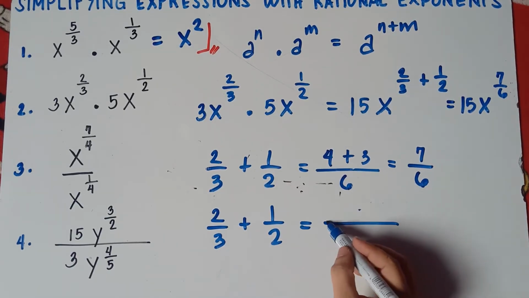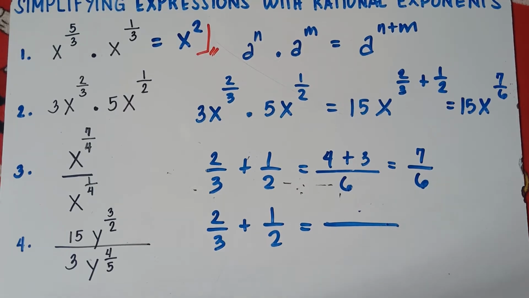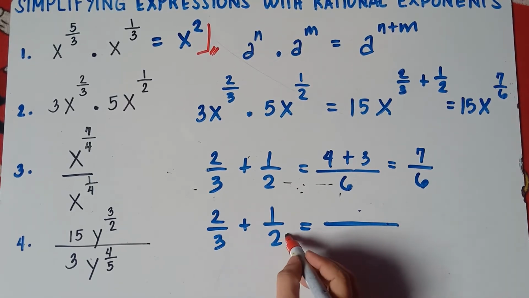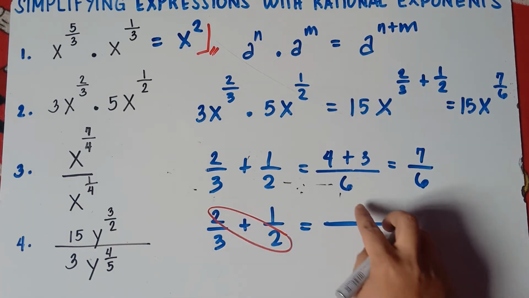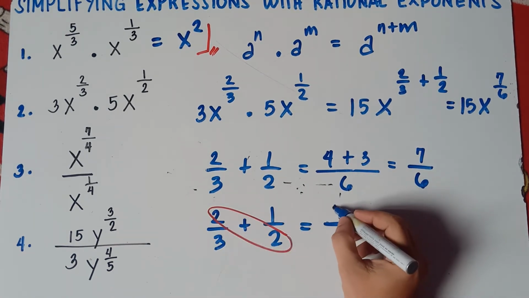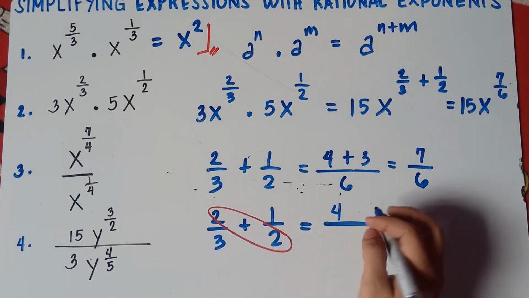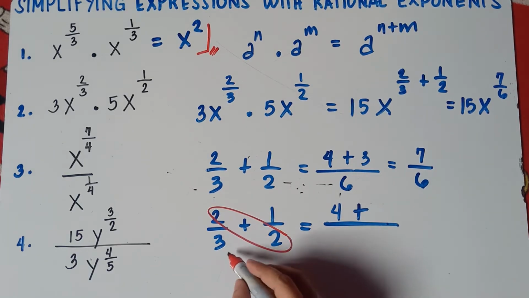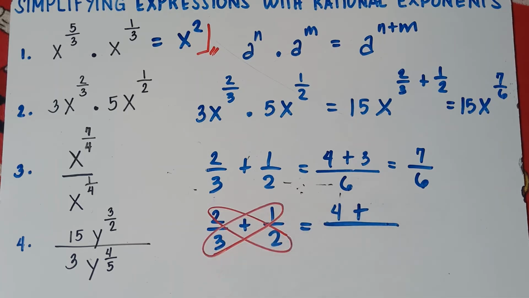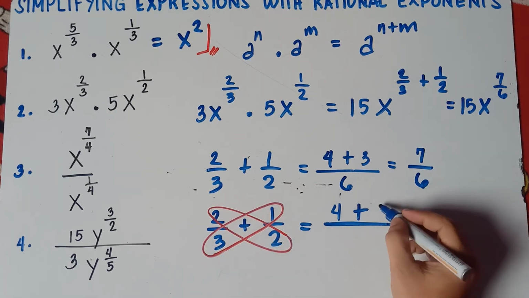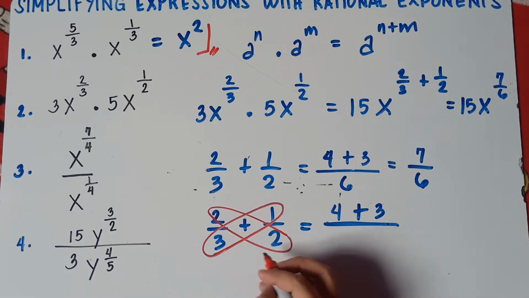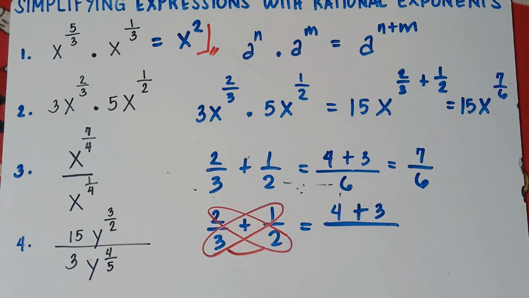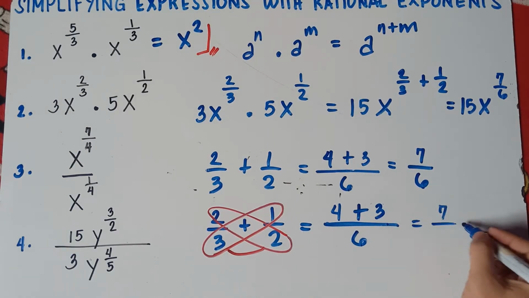Alright, so you put the fractional bar. First thing to do, you cross multiply. So you multiply this one, 2 times 2. So 2 times 2, that is 4, right? Then you copy the plus sign. Then you cross multiply. 3 times 1, that is 3. Then you multiply on the bottom part for our denominator. 3 times 2, that is 6. That's it, class. Then you add 4 plus 3, that is 7 over 6.